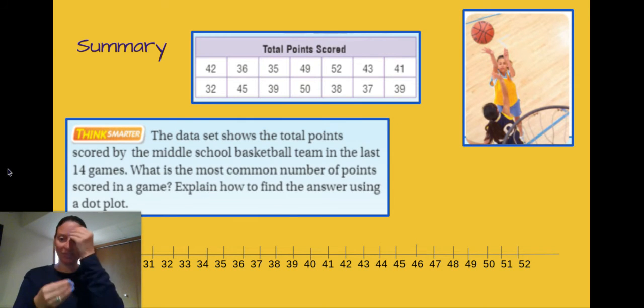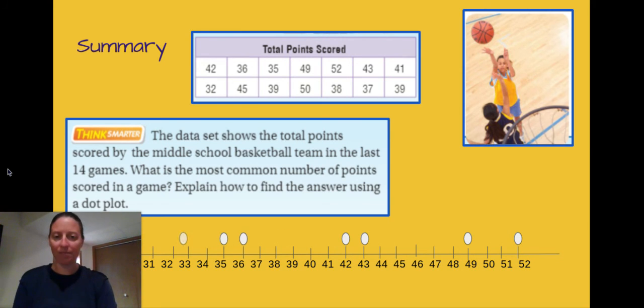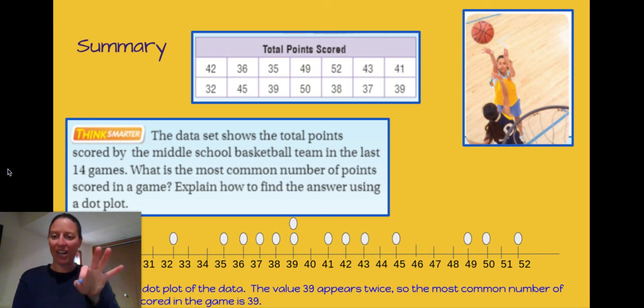The data shows the total points scored by the middle school basketball team in at least 14 games. What's the most common number of points scored in a game? Explain how to find the answer using a dot plot. So again, you're going to take the values from your data table, place them on the dot plot, make sure you're crossing them off as you go so you don't use them twice. And as you make your dot plot, you can see that the value 39 appears twice, so it's the most common number of points scored.